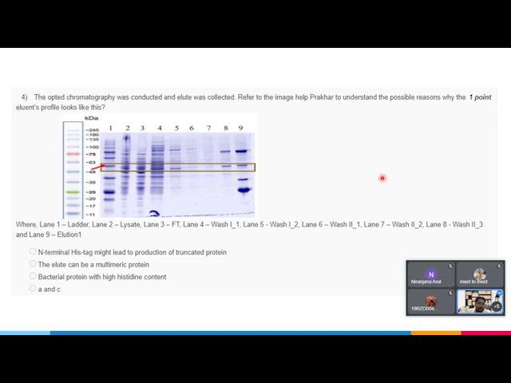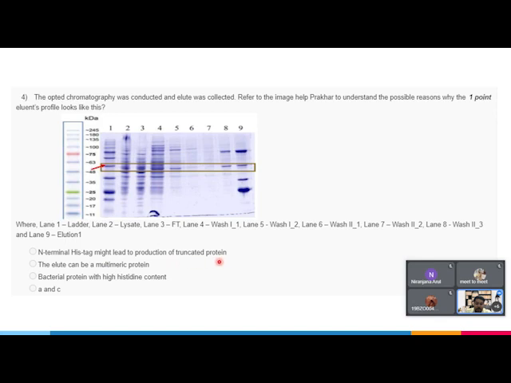So essentially, what is happening in the entire process is that the 6 his tag is a histidine-containing sequence that binds to nickel. So any other bacterial protein that has high histidine content can also bind to the nickel, and that can be one of the reasons another protein is being detected. So bacterial protein with high histidine content, that is correct.